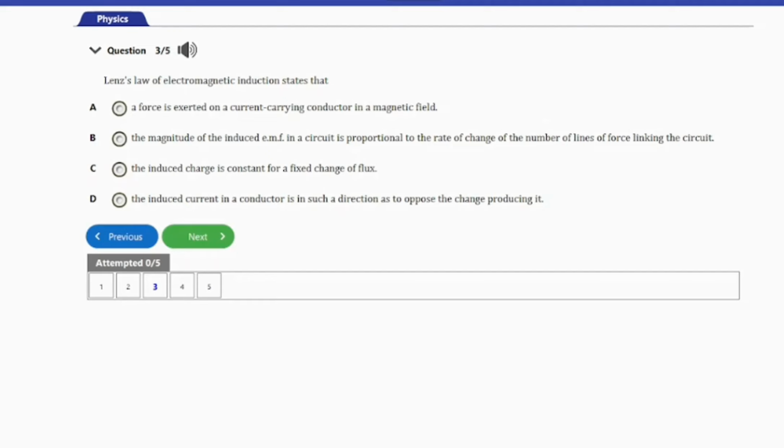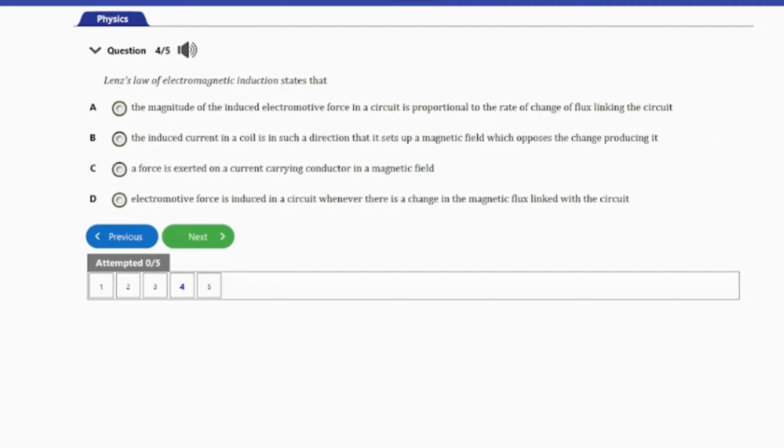It says, Lenz's law of electromagnetic induction states that. Alright, so guys, we've answered this question before now, and over here that's option D. The induced current in a conductor is in such a direction as to oppose the change producing it. And that's it for this question. So let's go ahead and consider the next question, guys. That's question 4 here.